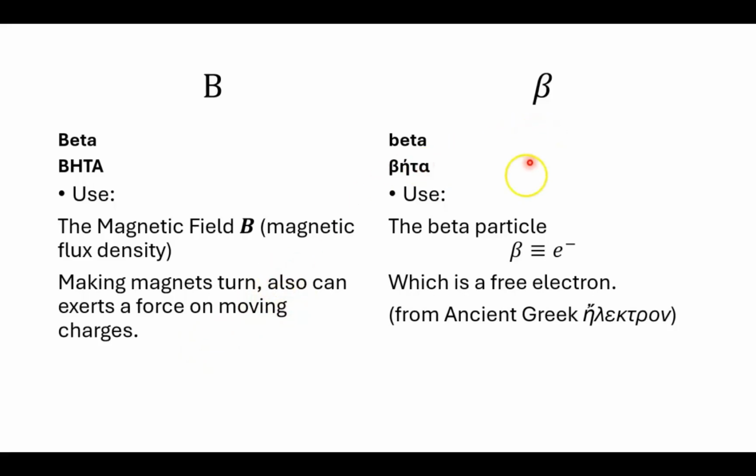And the lowercase beta is used to represent the beta particle, which was later discovered to be the free electron. And the word electron is also from ancient Greek elektron, which means amber, because ancient Greeks discovered that if you rub fur with amber, then it will become negatively charged, which means a lot of electrons had transferred to it, and hence it's given the name.